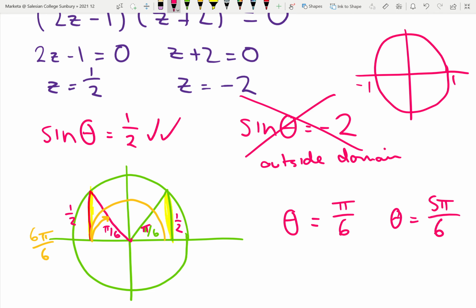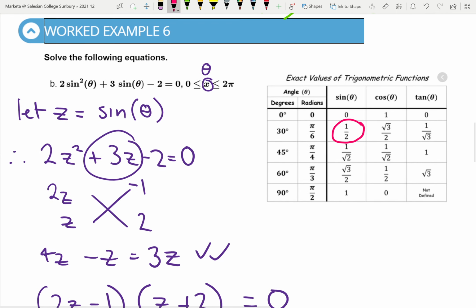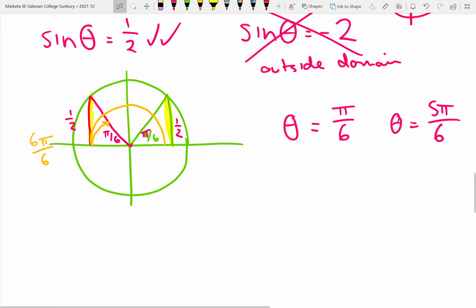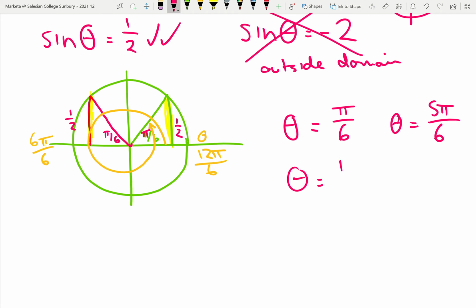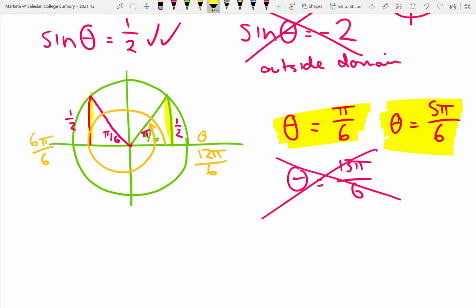Now, the domain we've been given here is from 0 to 2 pi. So I can see that there's not going to be any more, but I'll show you so that you can see why. So here's 0, 6 pi on 6, and then this would be 12 pi on 6. Again, I'm putting the same denominator. It just makes it a little bit easier. So then 6 pi on 6, 12 pi on 6, 13 pi on 6. So that would tell me that theta equals 13 pi on 6, which is outside the domain. So my only two solutions are pi on 6 and 5 pi on 6.